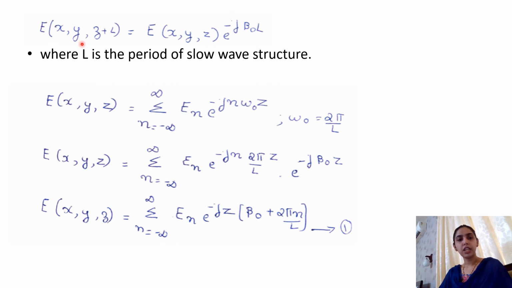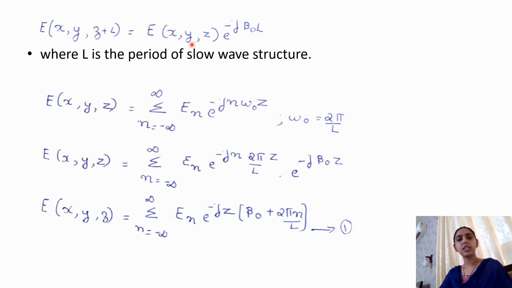Here the electric field in the adjacent cell, at the distance given by z plus L, is given as a function of the electric field distribution multiplied by a complex constant. In this case our complex constant is e raised to minus j beta naught L. Beta naught, we know, is the phase constant of the wave. In our case, with a slow wave structure, beta naught represents the phase constant of the average electron velocity.